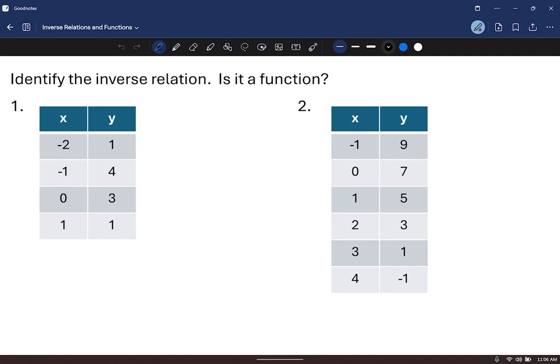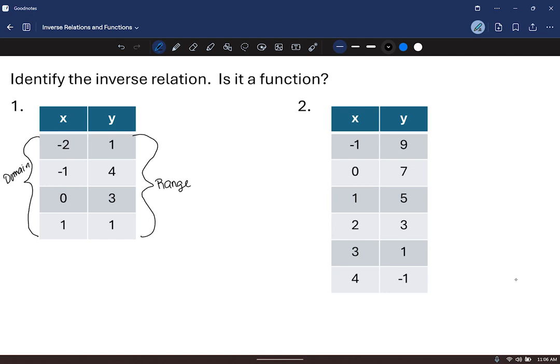In this lesson, we're going to talk about inverse relations and functions. So we're going to start with a couple of tables. We're going to identify the inverse relation and then determine if that inverse relation is a function. So remember, when you have a table of values, the x values, which are your input, are also your domain. And the range is your y values or your outputs, okay?